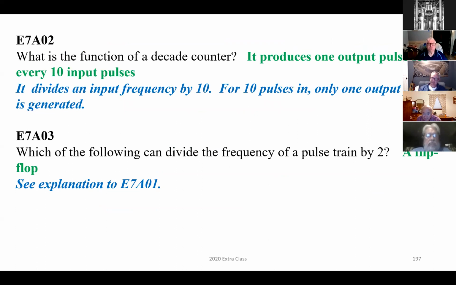Okay, the next one is, what is the function of a decade counter? It produces one output pulse for every 10 input pulses. Okay, which of the following can divide the frequency of a pulse train by 2? The answer would be a flip-flop.